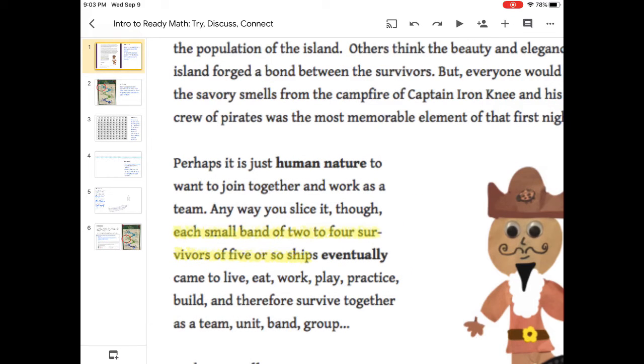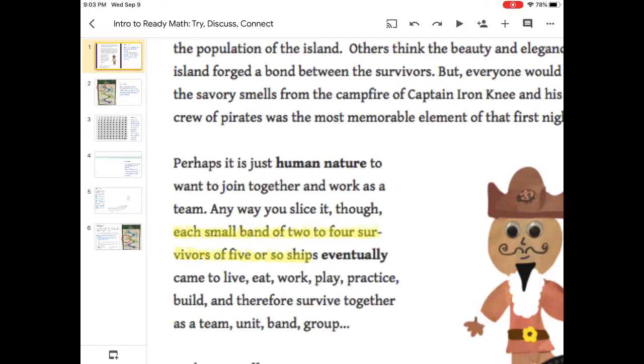So, what are the key numbers here? Well, you've got 2 and 4. You could also include 3 because it said 2 to 4. So that would include 2, 3, and 4 could have been on a ship. And how many ships? Well, it says 5 or so. Well, let's stick with just the number 5.